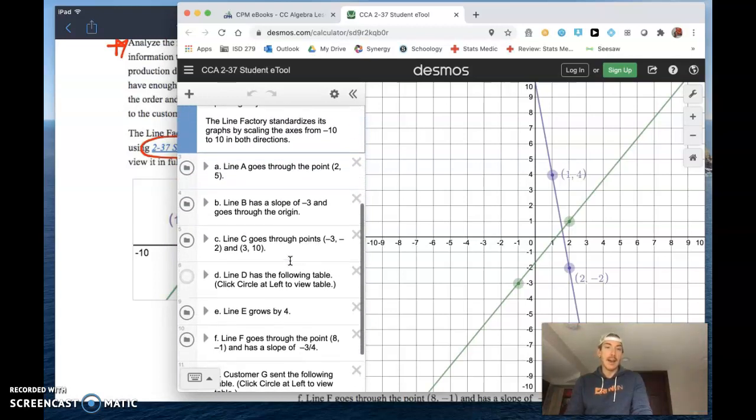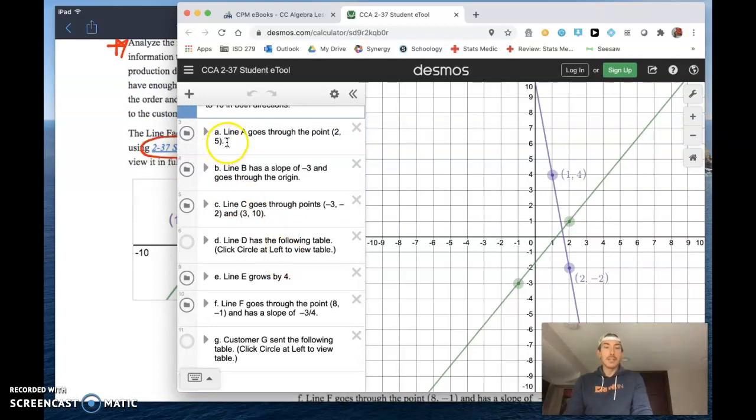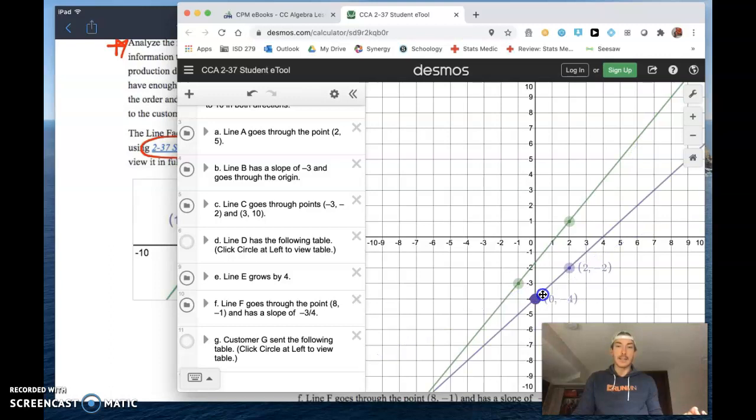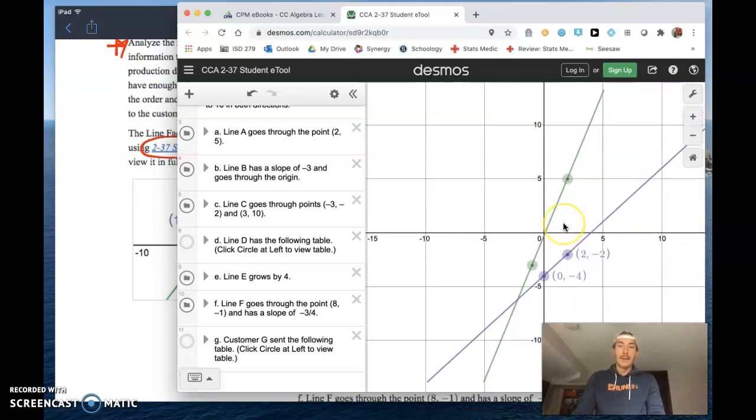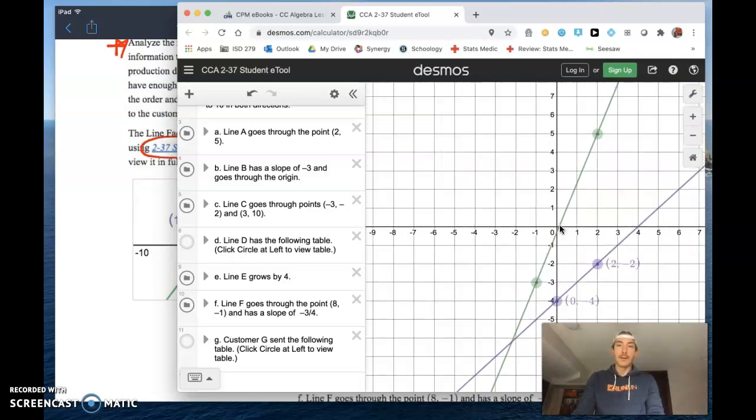The first line is line A. And for line A, we're just given the information that it goes through the point (2, 5). Now, they've set it up so I've got a couple lines to play with here, and I can drag these things. I'll drag that out of the way. They tell me a point goes through (2, 5). Whoops, I zoomed out there. Point goes through (2, 5). Done.